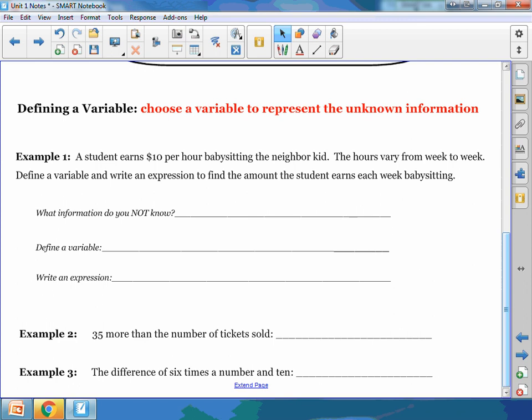So I've given us a very basic problem here. Something for us to use just as an introduction. It talks about a student who earns $10 an hour babysitting. The hours will vary from week to week. It says define a variable and write an expression to find the amount the student earns each week babysitting. Well, in order for us to figure this total out, what important piece of information do we need to know? Brendan?